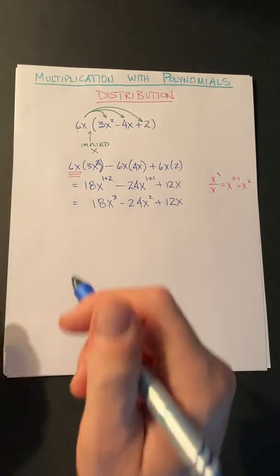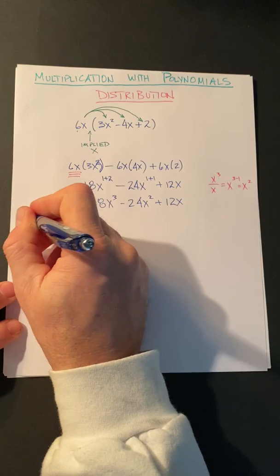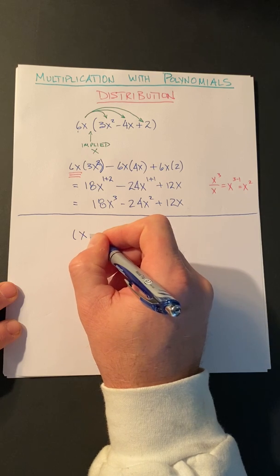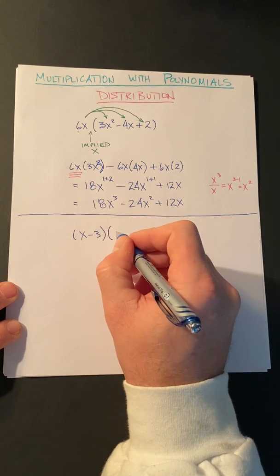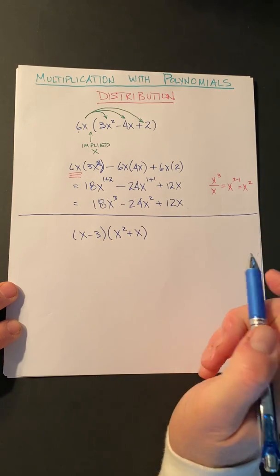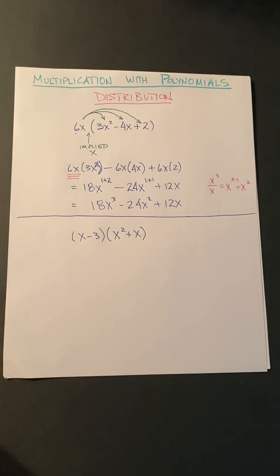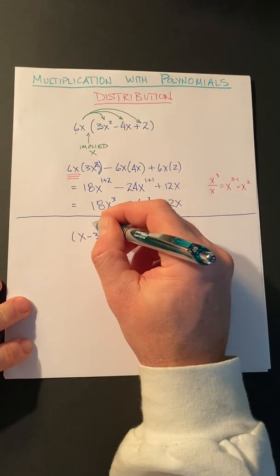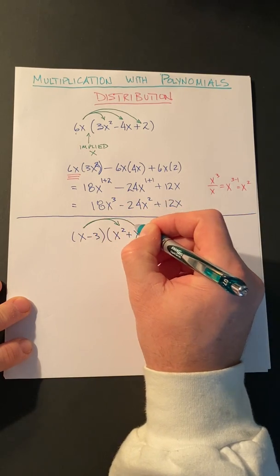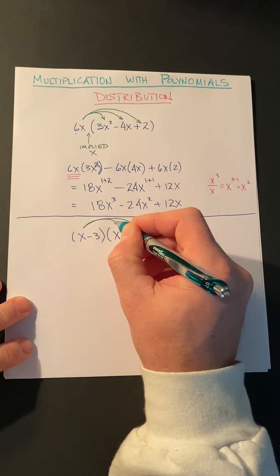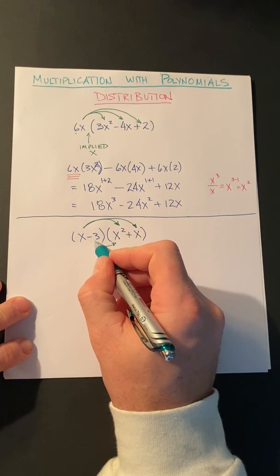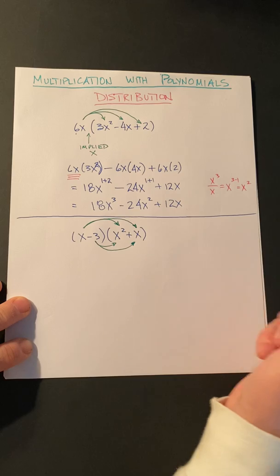So what happens now if I have more than a monomial, okay? What if I had x minus 3 times x squared plus x, okay? So on a problem like this, I'm still thinking distribution, right? So this term has to be multiplied by everything over in this term, right? Just like now this term has to be multiplied by everything in this term, okay?